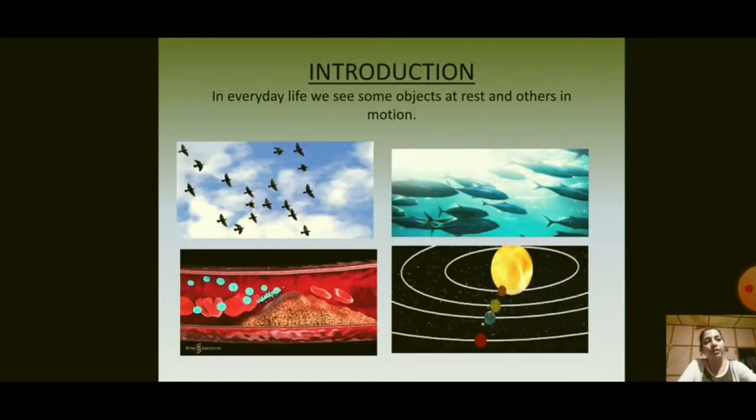In our everyday life we see many objects which are at rest and other objects which are in motion. For example, birds are flying, fishes are swimming, the blood rushes into our arteries and veins, and the planets move around the sun. All these give us an idea about the motion of various objects. However, there are certain objects which do not change their position, so they are said to be at rest.